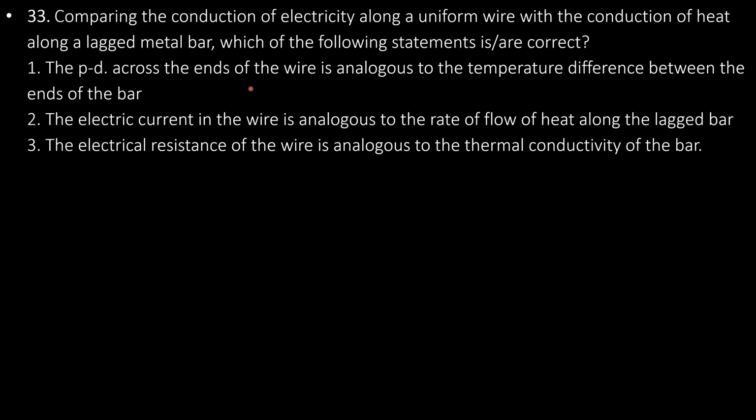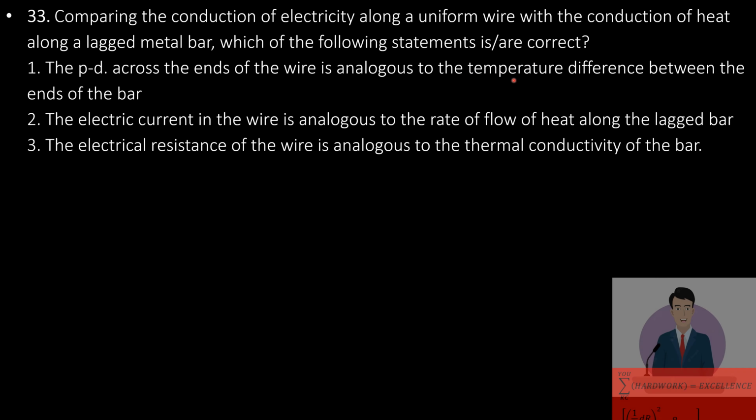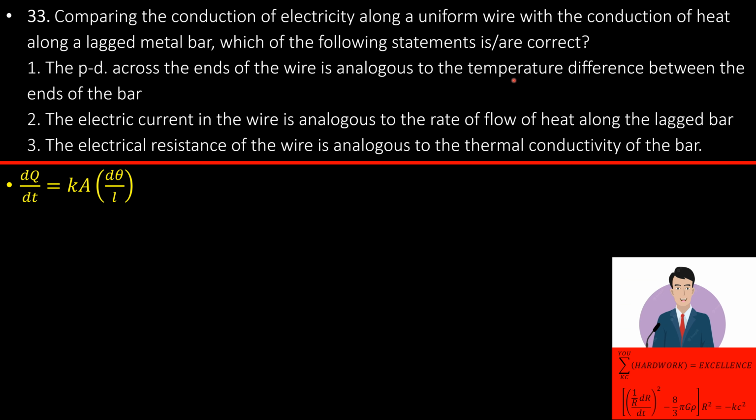Comparing the conduction of electricity along a uniform wire with the conduction of heat along a lagged metal bar, which of the following statements are correct? Okay, so I'm just going to do the mathematics here. For thermal heat transfer, we basically have dQ/dt, the rate at which heat is propagated along the metal bar, is basically K A dθ/L.